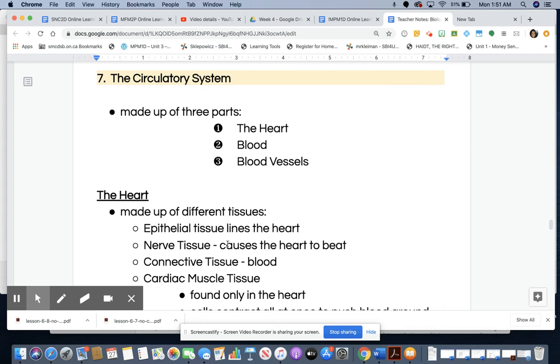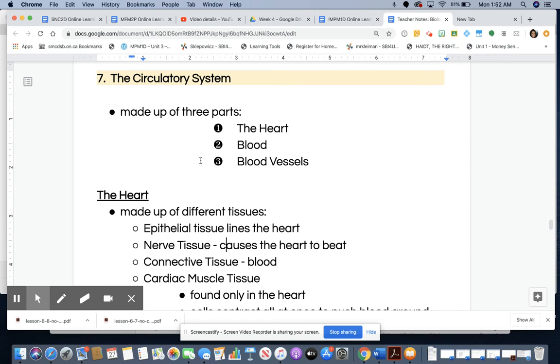So far, we've talked about how things are organized in biology and how the cell is the single unit of life, and a cluster of cells is going to be tissues. A cluster of tissues makes an organ. A cluster of organs makes an organ system, and a cluster of organ systems is going to make an organism. We also talked about the first system that we learn in grade 10 science, which is the digestive system. And now we're going to talk about the circulatory system.